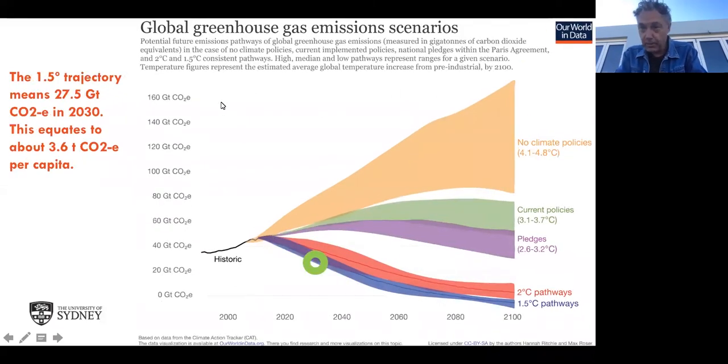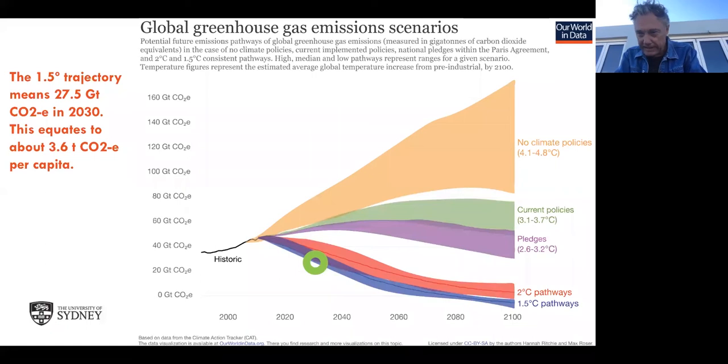Anyway, let's go back to 2020. So this 1.5 trajectory basically means we need to go from about today's emissions of about 55 gigatons per year back by 2030. We need to have this at about 27.5 gigatons per year.